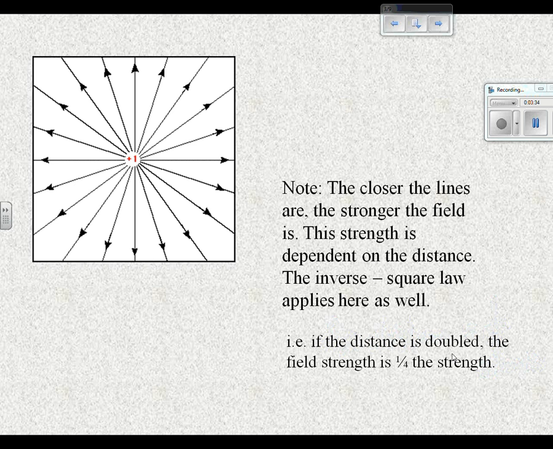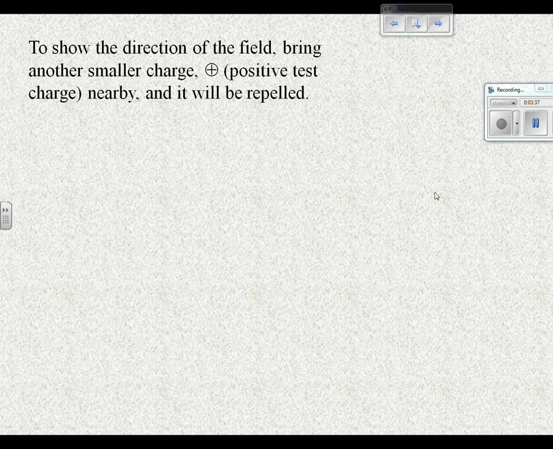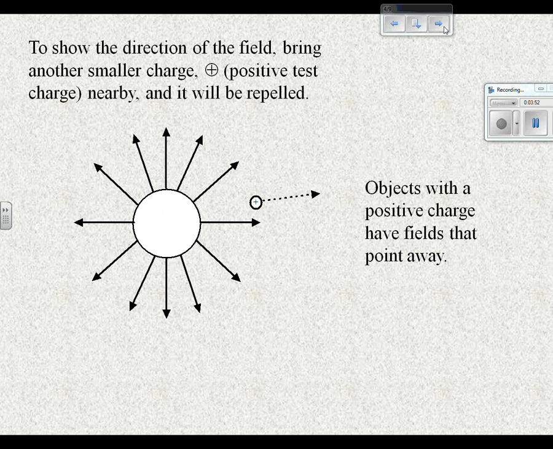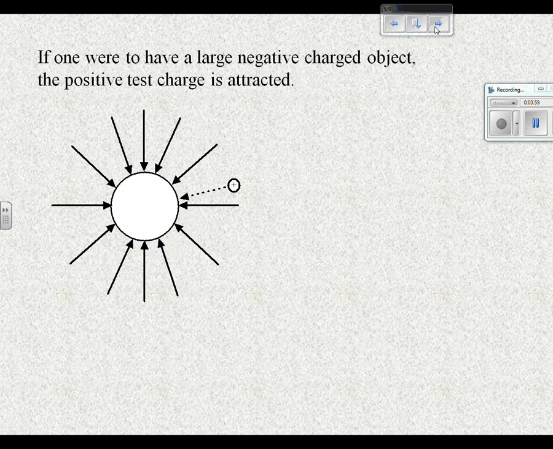Okay, to show the direction of the field, bring a smaller positive charge nearby, and of course it will be repelled. We've gone through all this. There's really nothing in here that's new, as I'm discovering. This must be positive. Objects with a positive charge have fields that point away. Objects with a negative charge will point towards. We know all this. I'm just summarizing the highlights.